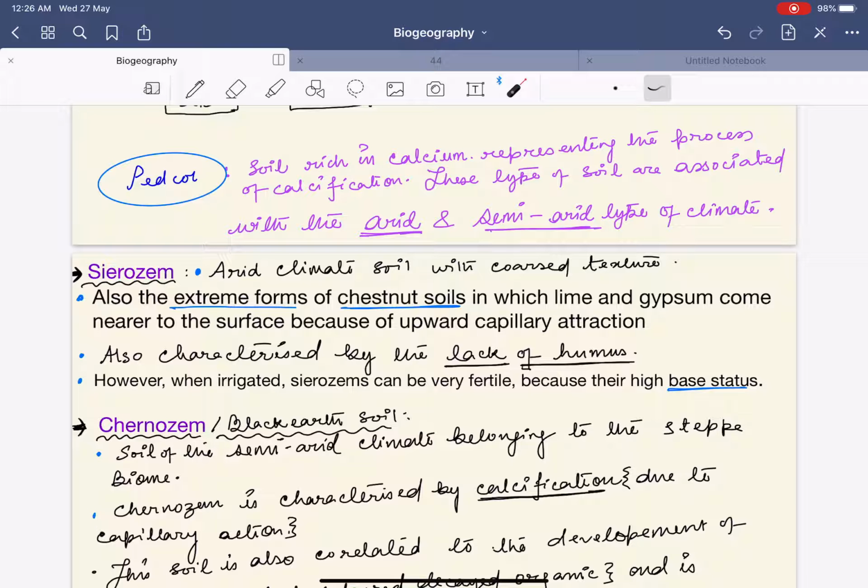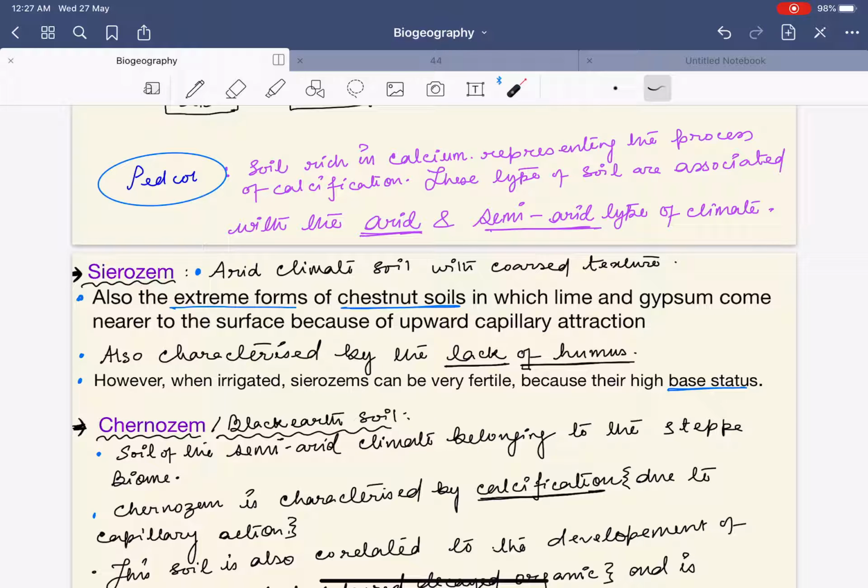Let us understand the xerozem and chernozem. Now the xerozem soil is the arid climate soil with coarse texture. Arid climate soil, I would call xerozem, is also called your desert soil. You can write this if you are making the notes. Next point, it is also the extreme form of the chestnut soil, in which lime and gypsum come nearer to the surface because of the upward capillary action, which I have already explained.